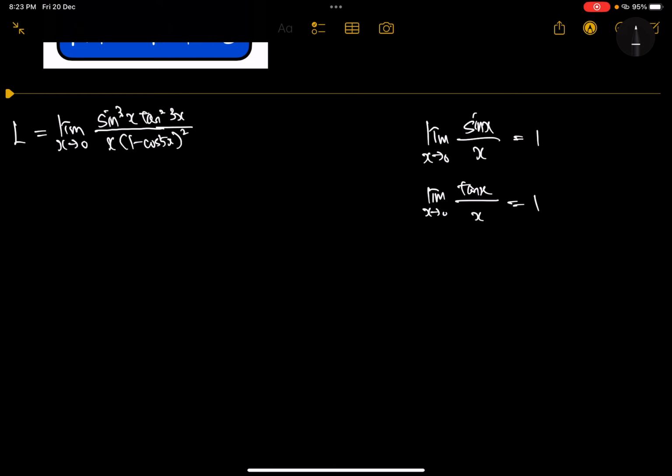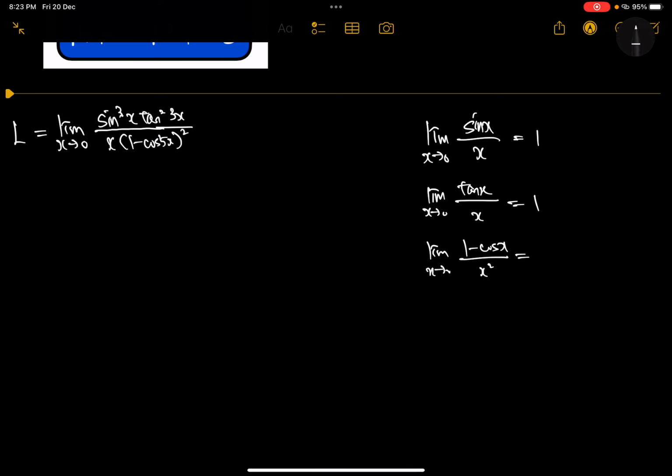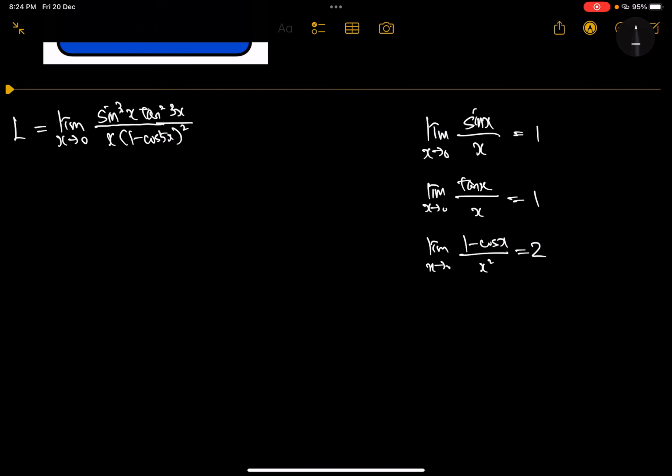The limit is 1, and then the limit of 1 minus cosine x over x squared is, I believe, 2. This one I believe is 2 because of L'Hopital's rule. So let's do that straight away.